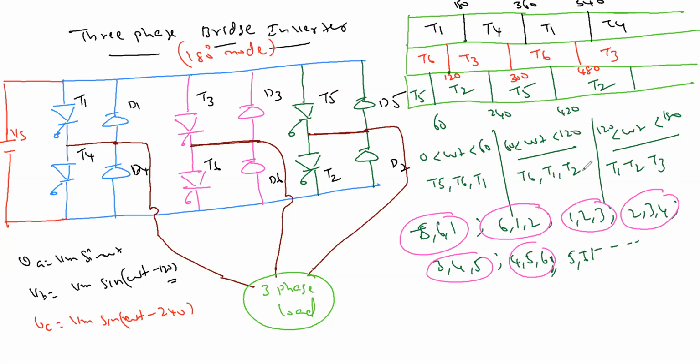And then SCRs, each SCR conducts for a period of 180, but 3 sets of SCRs conduct for a period of 60 only. Then the combination is changing. Did you understand this point, please let me know. Did you understand guys the point which I discussed here now?